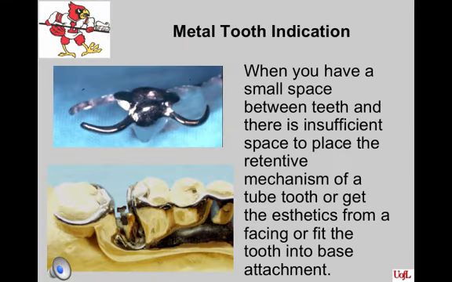The metal tooth is indicated when you have a small space between abutments and there is insufficient room to place the retentive mechanism for the tube tooth or the braided post tooth. It is indicated when you do not have enough space for an aesthetic facing, or when there's not enough room for a tooth to be placed in base attachment. The metal tooth is waxed into the framework wax pattern, and a full mounted set of casts is necessary to fabricate it.